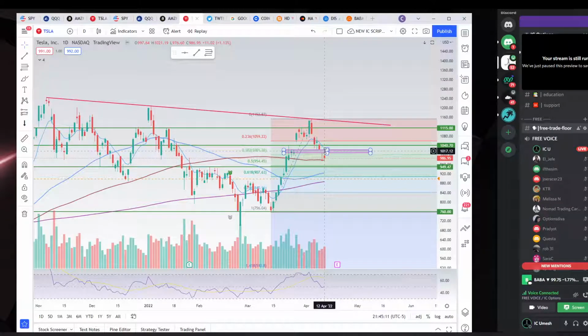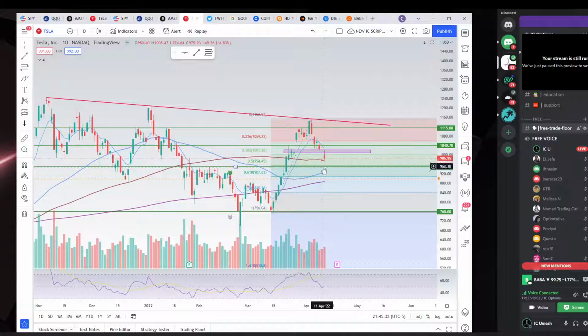Today it went ahead and filled this gap. I mentioned this in the morning on voice that it's most likely going to fill the gap and retrace. So it did exactly that. It filled the gap and then it retraced. But again, I pretty much thought it was going to go up to at least the 9 EMA, which is right here. It has been rejecting that as well.